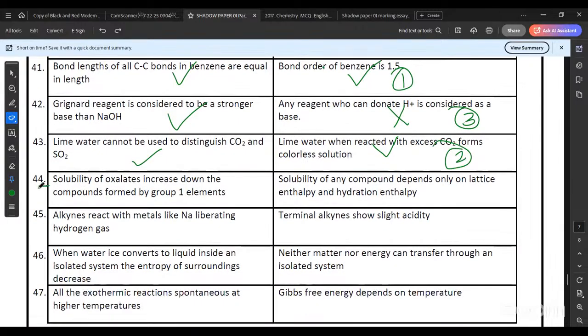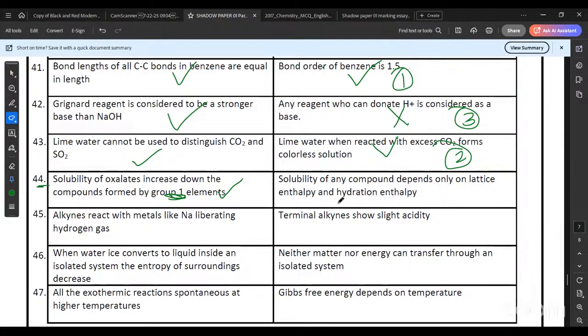මේ දිනේ මේ oxalate එක ආයෙත් දීලා තියෙනවානේ. 44th one. Solubility of oxalates increase down the compounds formed by group 1 elements. ඒක නම් හරි. This is what I meant to give in the earlier question. Then this statement is correct. Oxalates of group 1 is okay. Everything will increase down the group in group 1, people. Group 2 වල තමයි ඔය එක එක විකාර තියෙන්නේ. Group 1 එකේ එහෙම නැහැ.